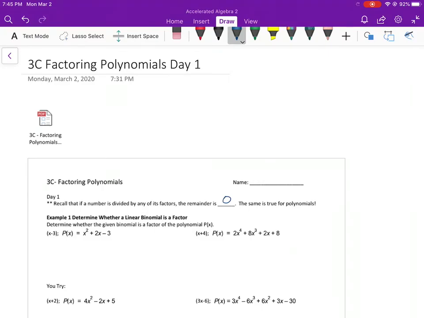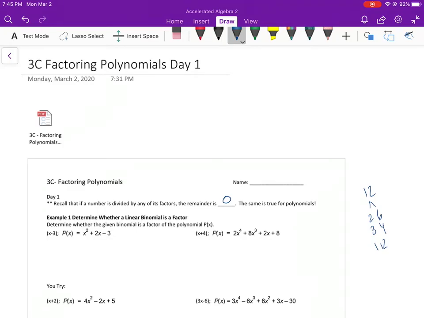That's true of all numbers, for example, 12, right? What are the factors of 12? Well, you've got 2 and 6, and 3 and 4, and 1 and 12. And if I divided 12 by any of these numbers, there'd be nothing left over. So the same is true for polynomials.